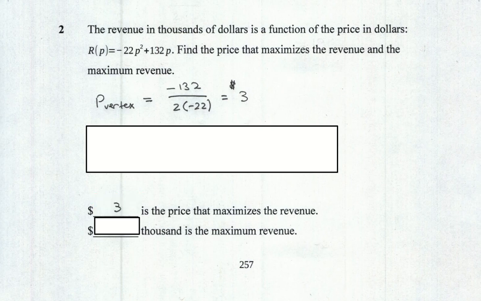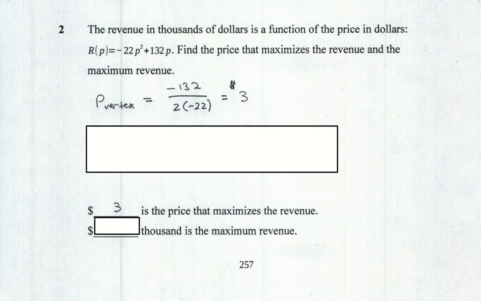So let me point out what that means. If you raised the price to $4, your revenue would go down. If you lowered the price from $3 to $2, your revenue would go down. It is the price component of the vertex.